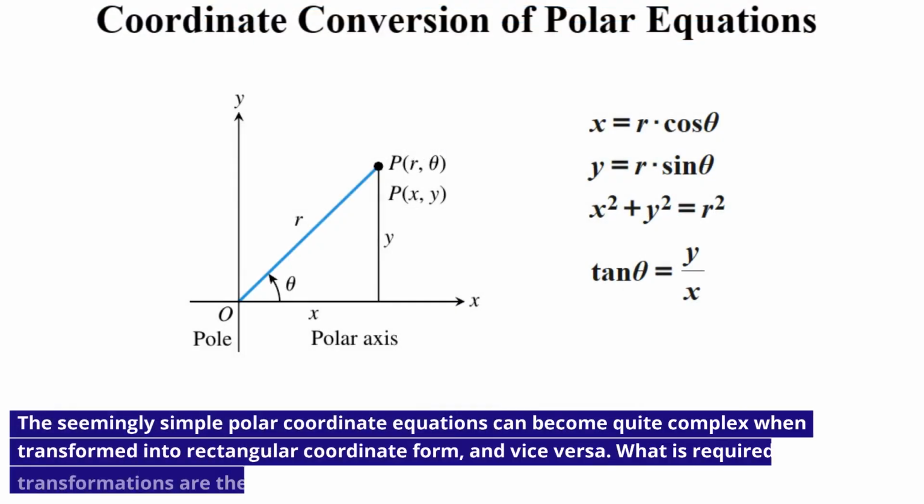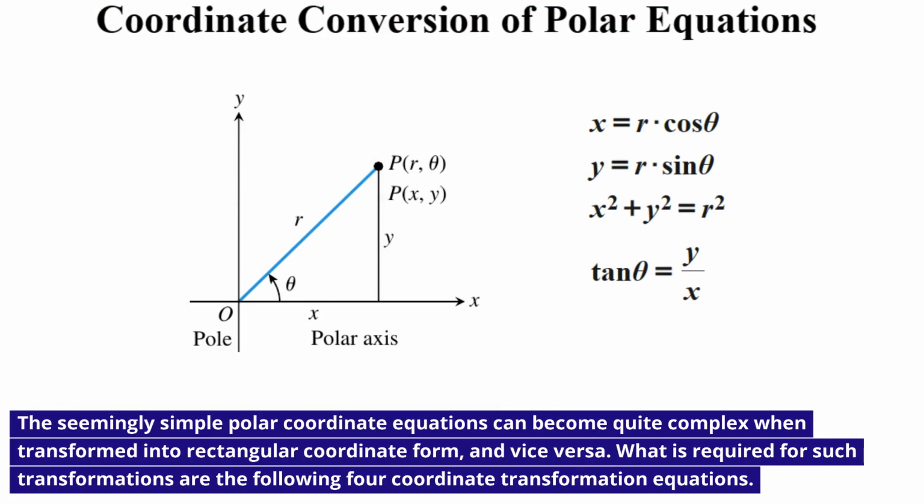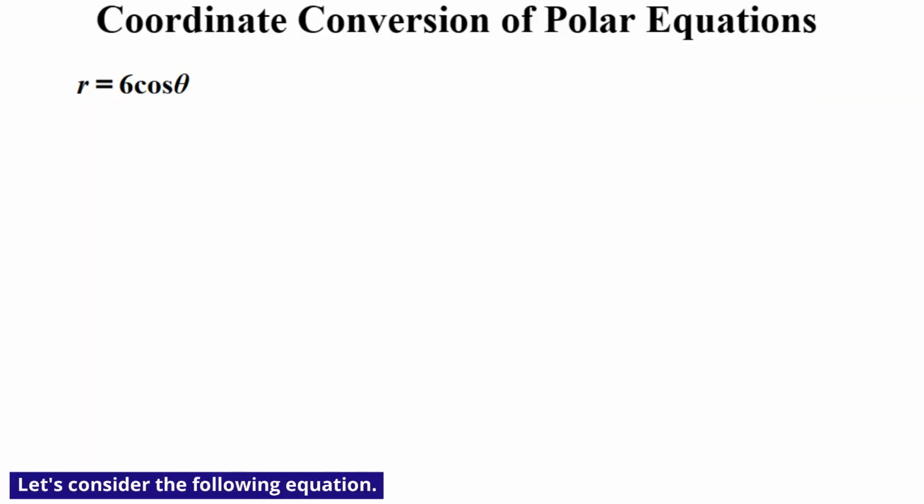The seemingly simple polar coordinate equations can become quite complex when transformed into rectangular coordinate form, and vice versa. What is required for such transformations are the following four coordinate transformation equations. Let's consider the following equation.